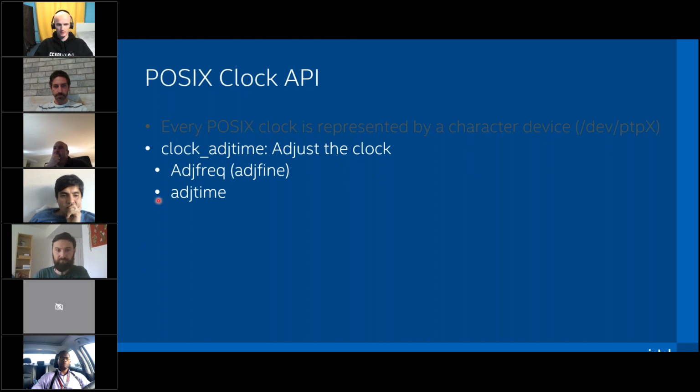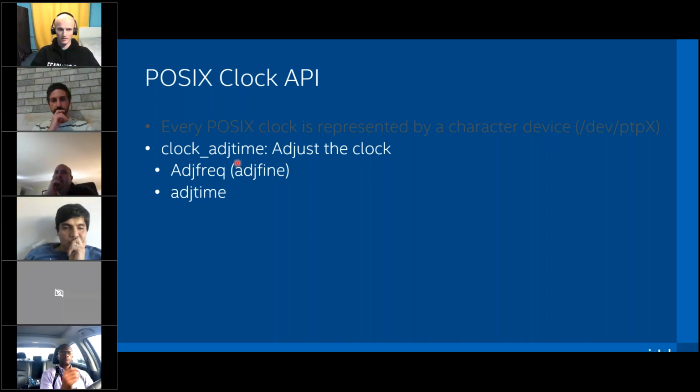The clocks can be adjusted by calling the clock adjust time function. This function actually calls into two separate hooks in the driver. It's either adjust frequency or adjust time. Adjust time is non-monotonic, so it will create a jump in the time. Adjust frequency, or adjust fine, will try to adjust the frequency at which the PHC timer ticks to actually match the time between the source and the subordinate, between the master and the subordinate.